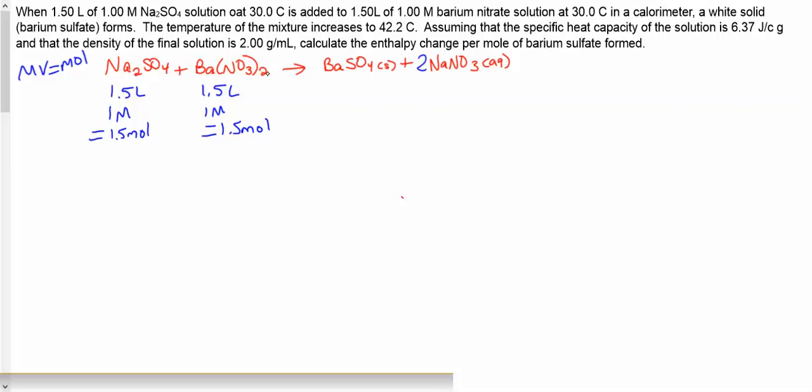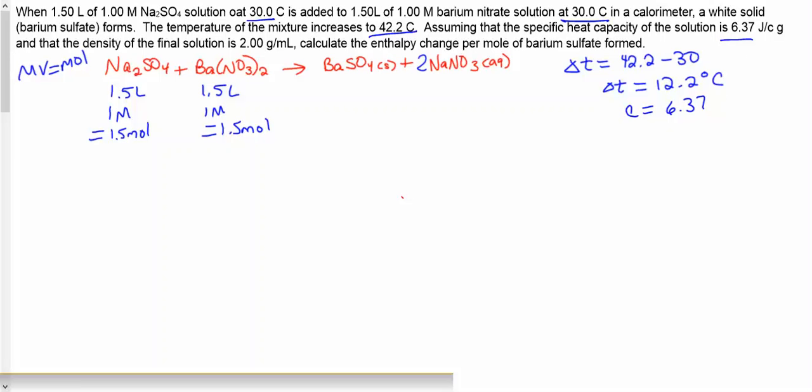We are given in the problem that our two solutions both start out at 30 degrees, and it says that the temperature of the mixture increases to 42.2. Therefore, we have our delta T, it's T final, which is 42.2 minus 30, so our delta T is 12.2 degrees Celsius. We also are given that our specific heat, C, is equal to 6.37.